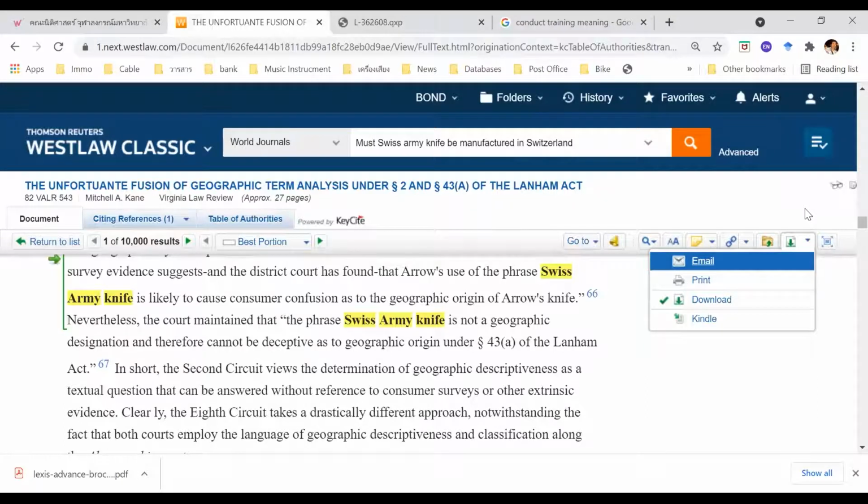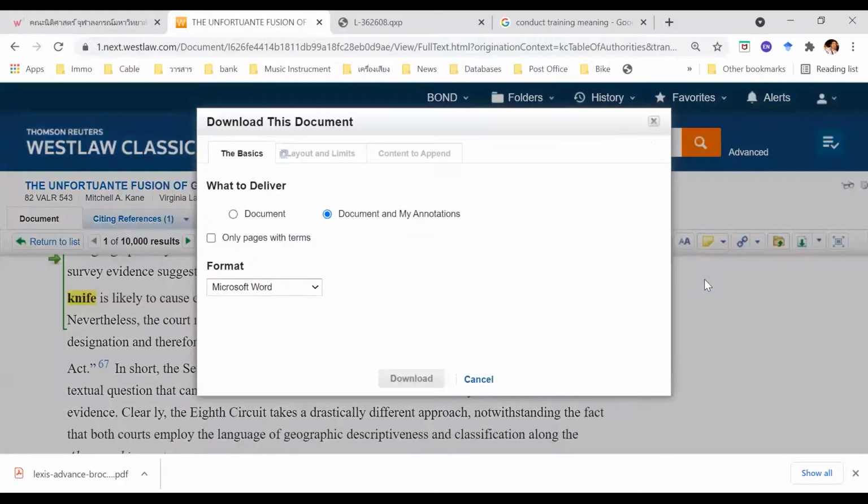The same idea applies to Westlaw articles. You can step in on this. So I'll show you something. For the download, you just click on download. You see it on the download. The first one, the basics one, is to select the format. Which format do you prefer?